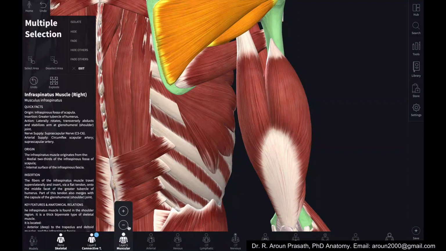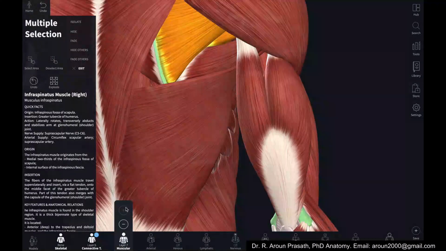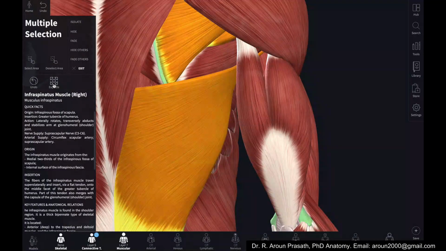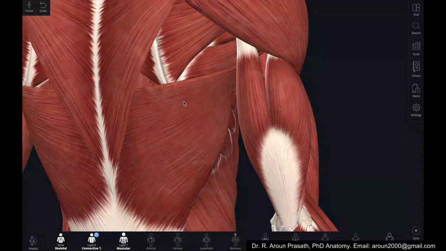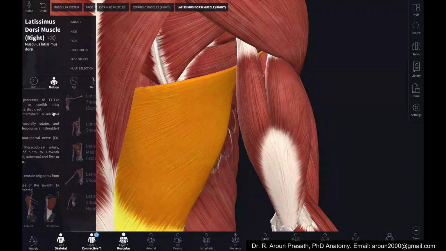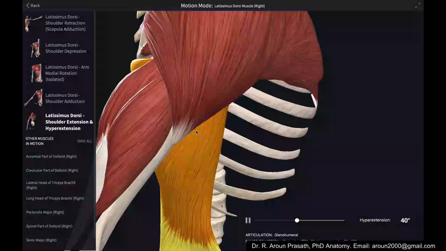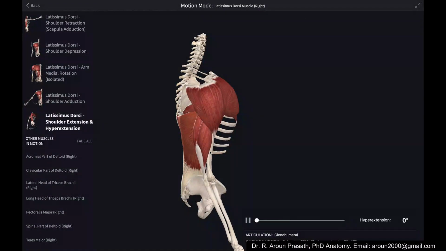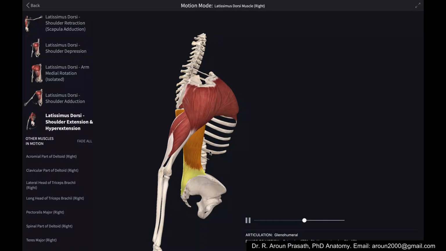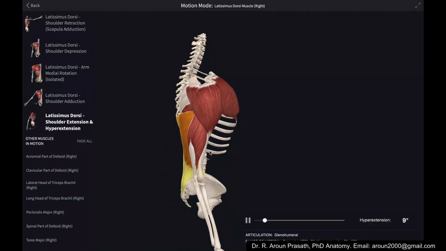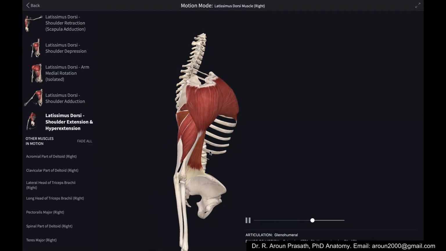I will show you. This is the latissimus dorsi muscle. If you look at the movement, this is extension of the shoulder. This movement is called extension of the shoulder, which is around 45 to 50 degrees.